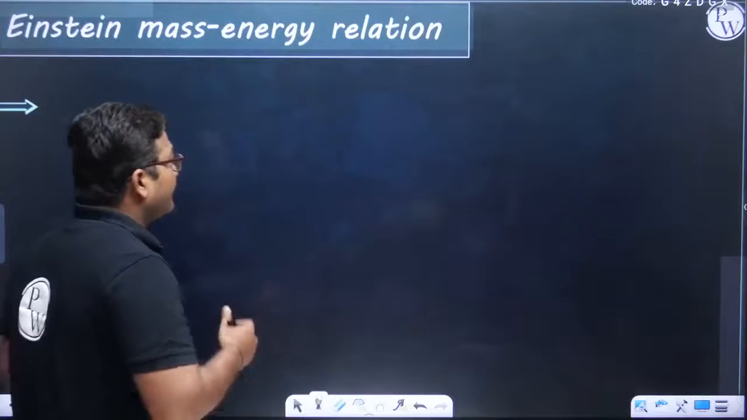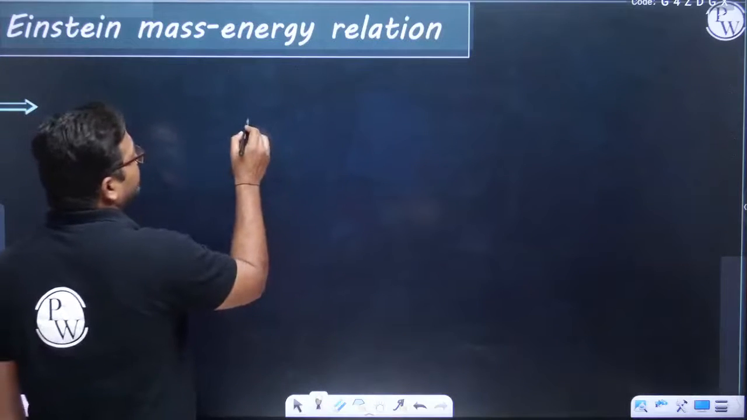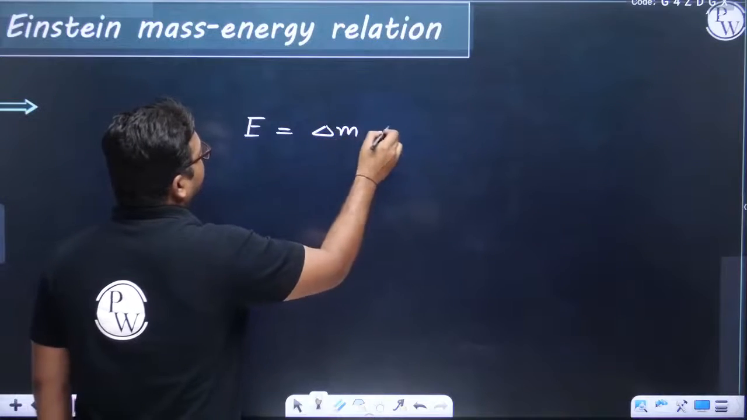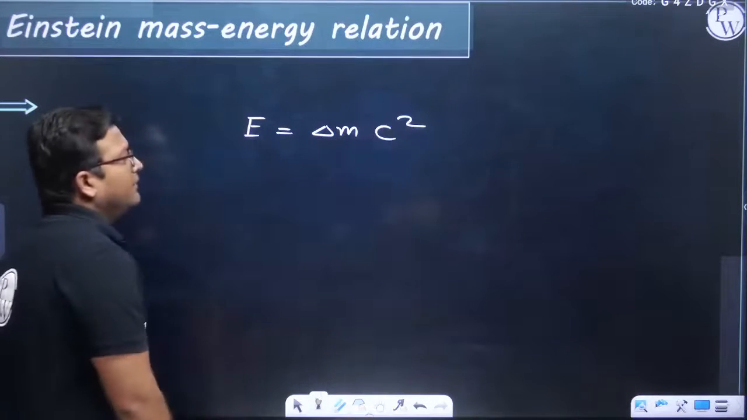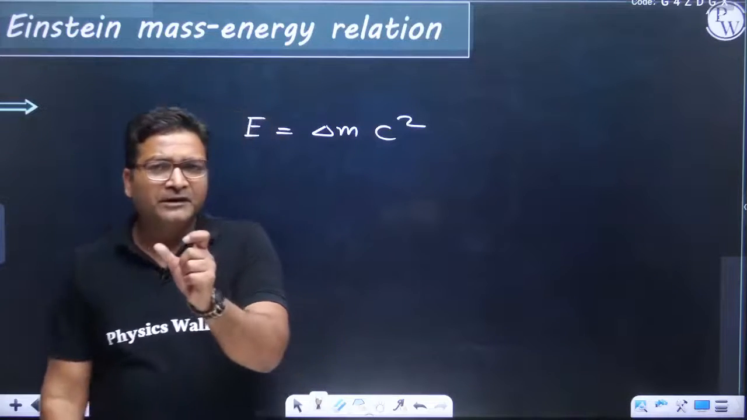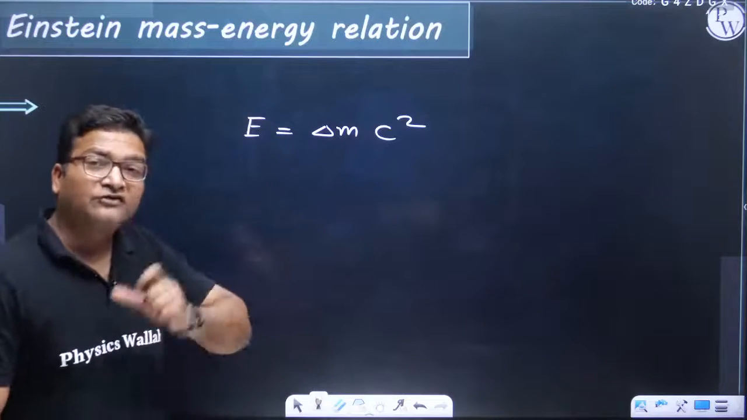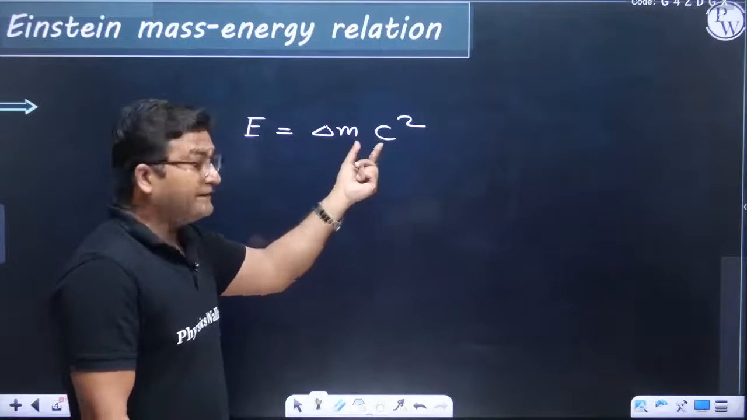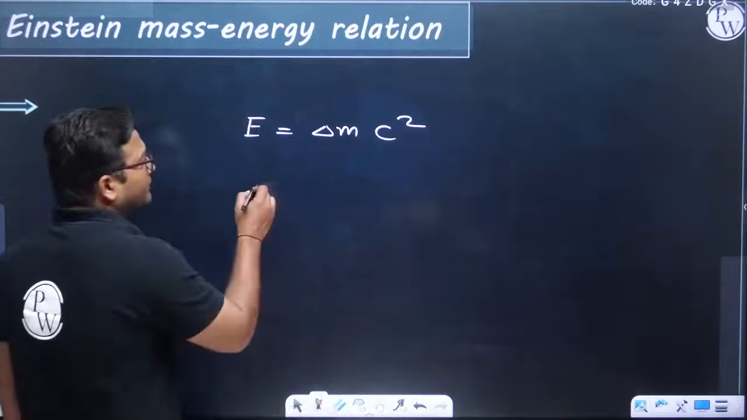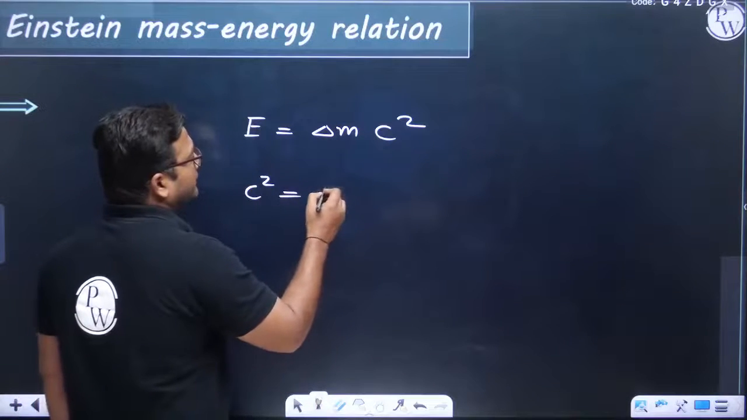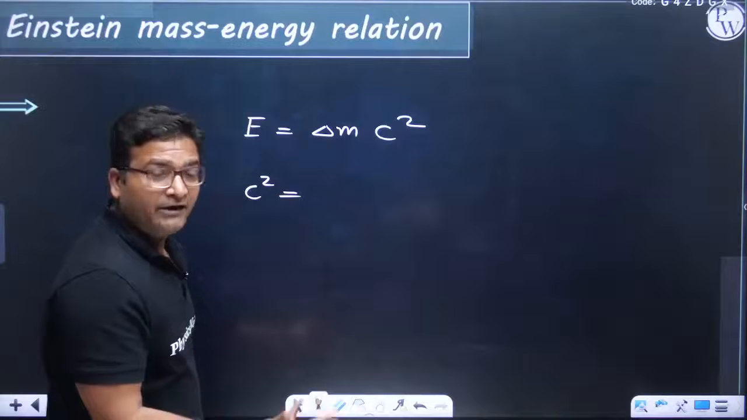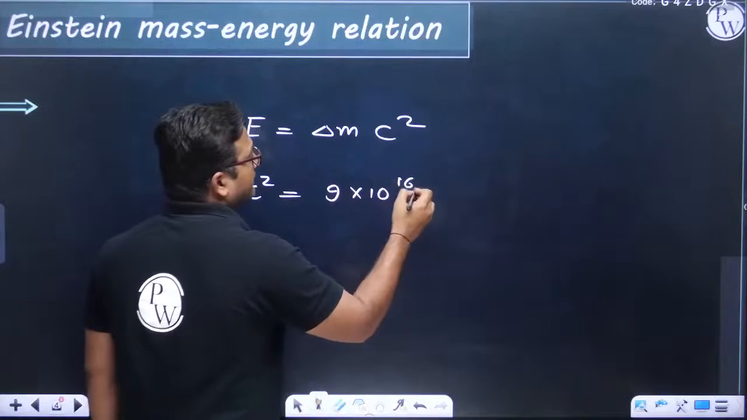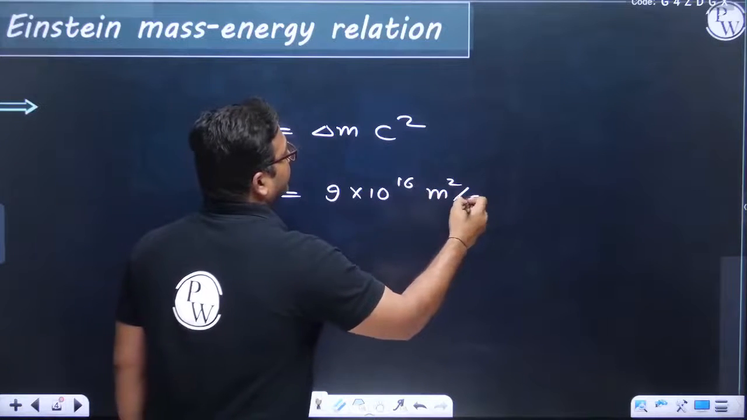It is the famous Einstein's equation, which says energy equals mass defect delta m times c square. So if you have some mass defect, multiplied by c square, you get the corresponding energy. What is c square? c is the speed of light, so c square is the square of the speed of light. It is actually 9 times 10 to the power 16 meter square per second square.